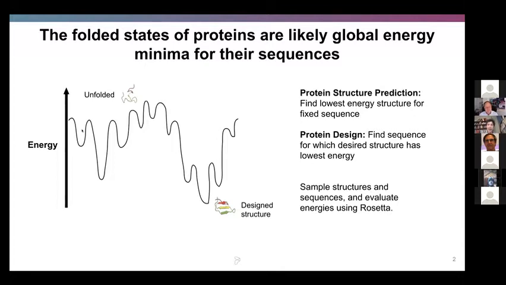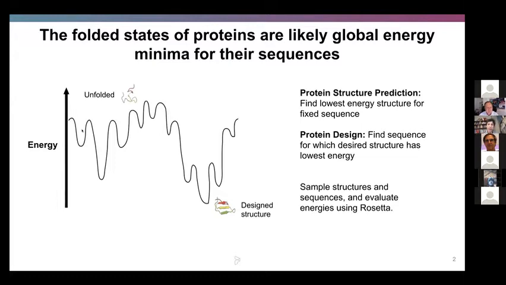And if you want to design a protein which folds up to a new structure, you start with that structure and you search for a sequence whose lowest free energy state is that structure. And I'm assuming everyone's familiar with the basic idea that the structure of proteins is encoded by their amino acid sequences. And so the way that coding works is that the lowest free energy state for a protein sequence is its folded structure.